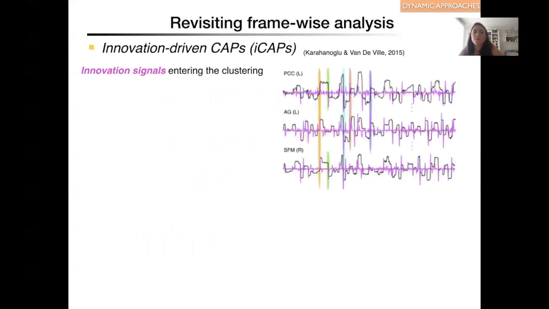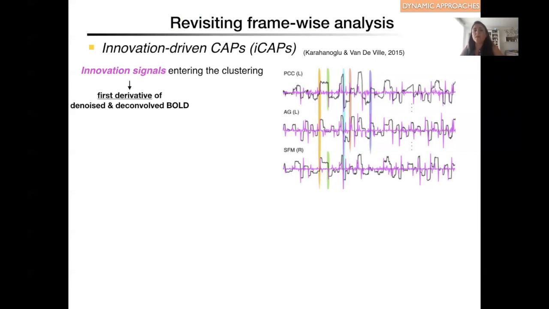So where does the dynamics come from in here? It comes from the fact that it's not fMRI time courses that enter the clustering, but innovation signals. What are innovation signals? It's the first derivative of a denoised and deconvolved version of BOLD signals. These are the ones that you see here in purple, and basically being the first derivative, they have peaks where we have a change in the fMRI time courses.